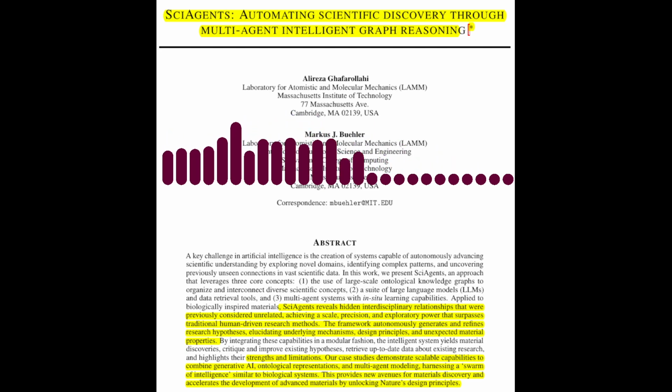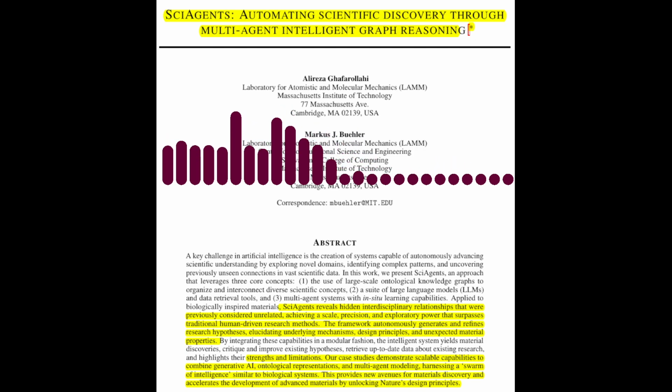The paper focuses on the application of SciAgents to biologically inspired materials. Why is this area particularly well suited for this type of AI-driven approach? Biologically inspired materials design often involves drawing inspiration from nature's toolbox and applying those principles to engineering applications. This requires a deep understanding of diverse concepts and relationships across multiple disciplines, making it a challenging task for traditional human-driven research methods.